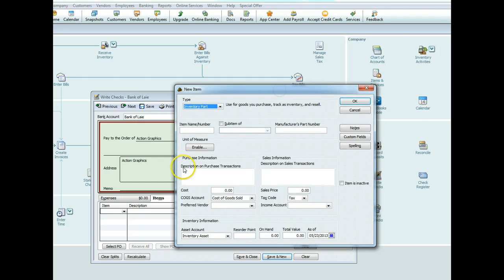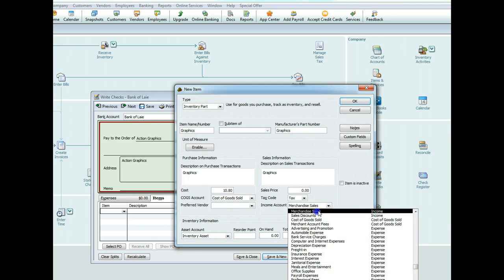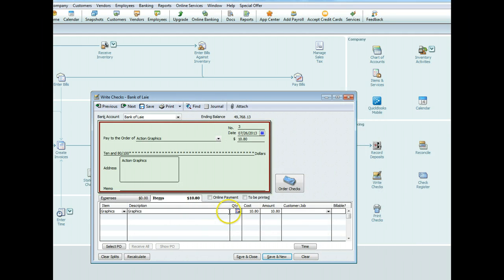And what we're going to do is graphics. We'll just call it graphics. And we have $540 for enough for 50 boards. So it's going to be $10.80. Merchandise sales. And we're going to buy 50 of them. So if I recalculate, there's 540.